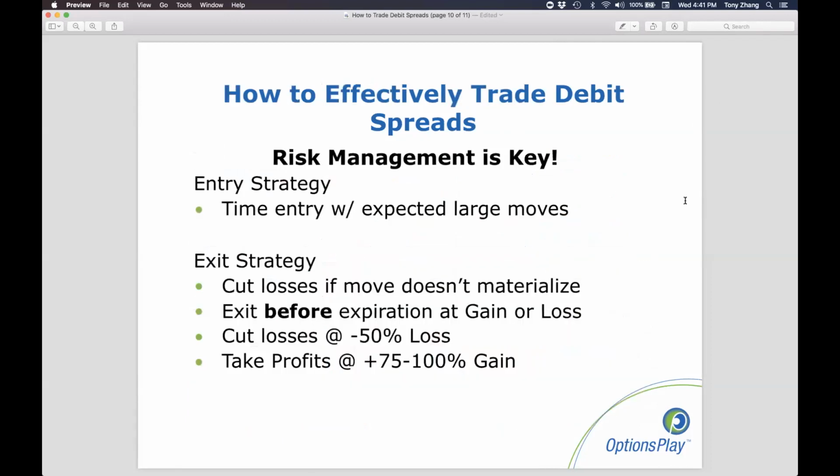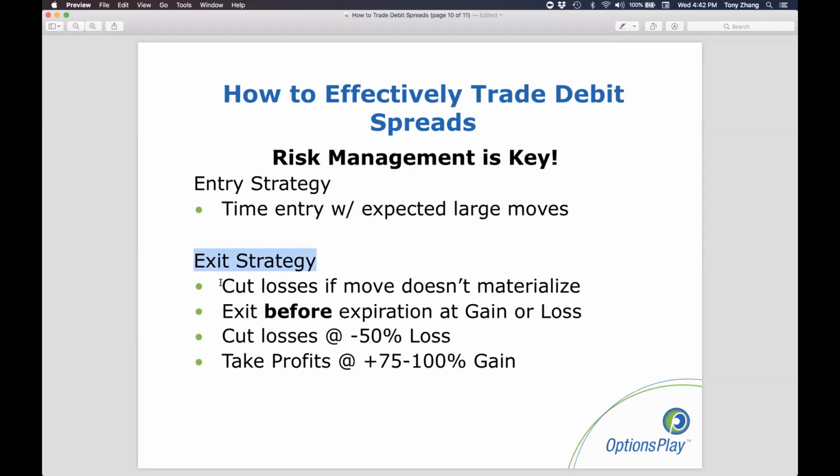So with that, now that we've discussed what a debit spread is, how they're constructed, what the best practices are, and when to utilize them, how do you actually trade them effectively? Meaning, how do you actually manage these? The key to trading any option strategy is simply that risk management is absolutely fundamental to the success of trading. So we talked about entering the strategy. Entering a debit spread should be timed with when you're expecting a large move in the underlying stock. The exit strategy on debit spreads is also fairly straightforward, especially compared to a lot of other option strategies.